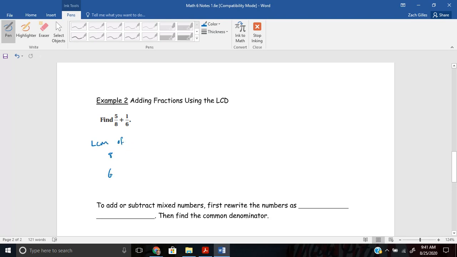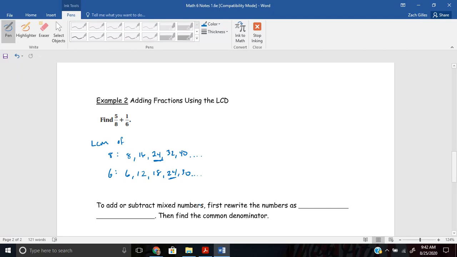So the LCM of 8 and 6. Okay. What are my multiples of 8? Well, 8 times 1 is 8, times 2 is 16, times 3 is 24. You can keep going, 32, 40, so on and so forth. Okay. The multiples of 6: 12, 18, 24, 30. You can keep going if you want. Looks like I found my least common multiple, which is 24, right?